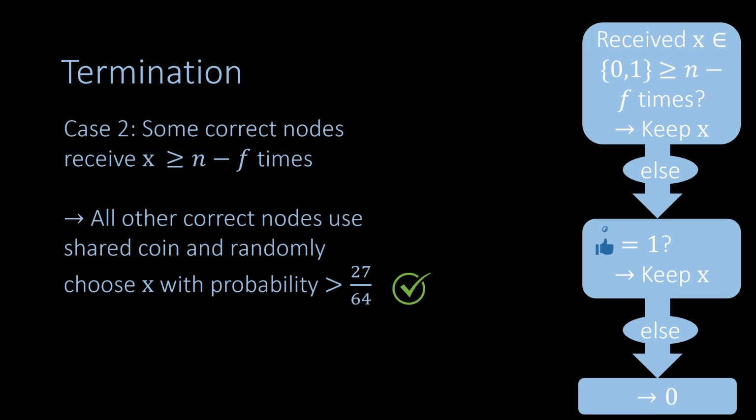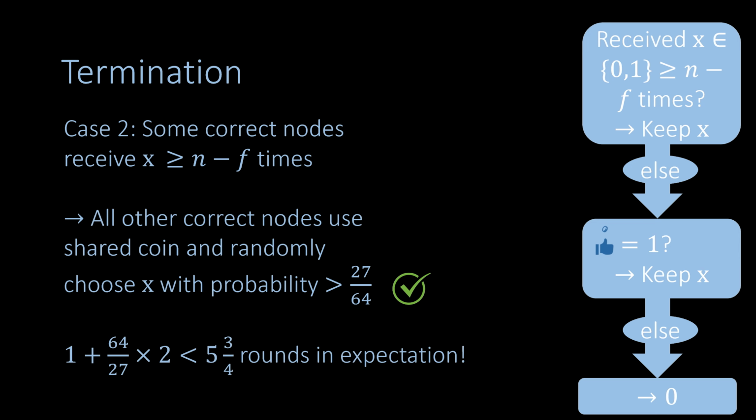How many rounds does it take to terminate? After the initial phase 1, there is always a phase 2 with a shared coin toss, followed by another phase 1. In expectation, the shared coin is used at most 64/27 times. In total, the algorithm terminates in less than 5.75 rounds in expectation. It is worth pointing out that the correct nodes reach the decision before sending their final proposal, so one round can be deducted to determine the expected number of rounds until a decision is reached.